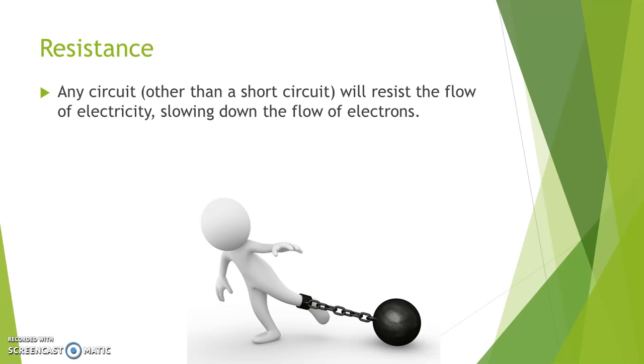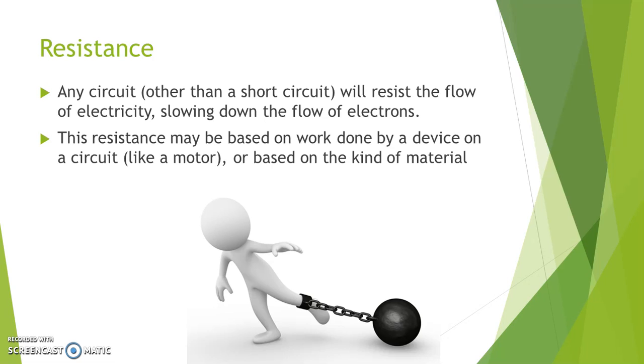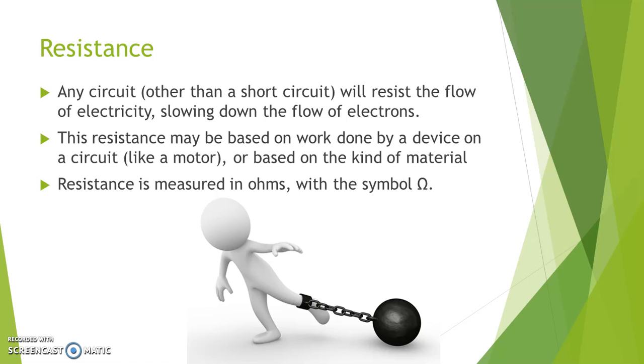Okay, some more definitions then. Any working circuit resists the flow of electricity. It'll slow down the flow of electrons. And that resistance can be based on just the type of material, or it can be because a component in the circuit, something like a motor, does work. Resistance, we measure in ohms, and the symbol for it is the Greek letter omega. The symbol for the resistor component in a circuit looks like the little zigzag shown on the screen.